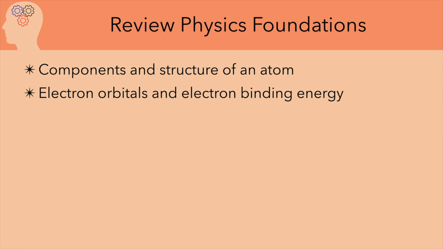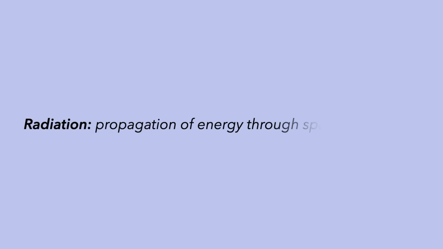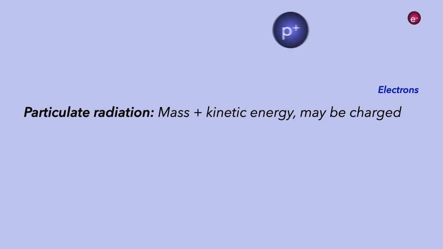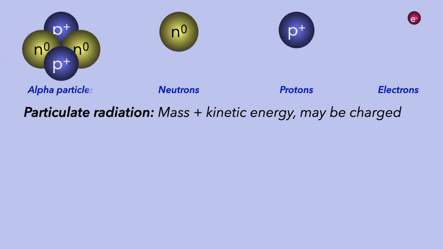You may find it useful to review some key foundational concepts, in particular the atomic structure. This forms the basis for production and interaction of X-rays. The broadest definition of radiation is propagation of energy through space and matter. Radiation may be particulate in nature, that is, charged or uncharged particles that have a mass and kinetic energy. Examples include electrons, protons, neutrons, and alpha particles.